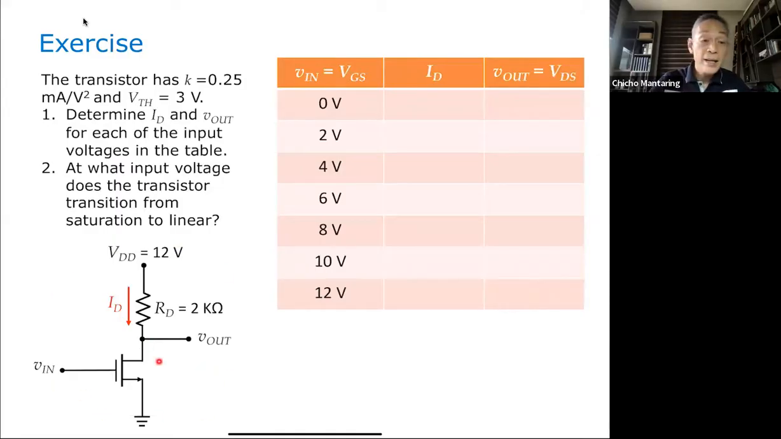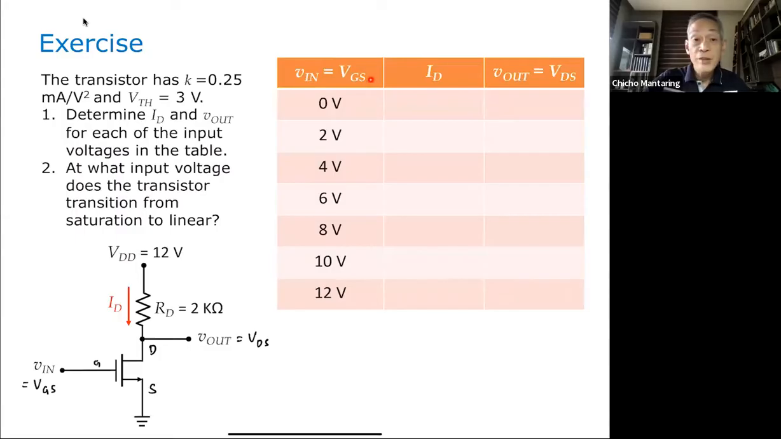I just have an NMOS transistor, a drain resistor connected, and then a power supply voltage of 12 volts. And then I'm getting my output here. Notice that my output is actually equal to VDS. Remember, this is my drain, and this is my source. So Vout is equal to VDS, and Vin is equal to VGS, because this is my gate.